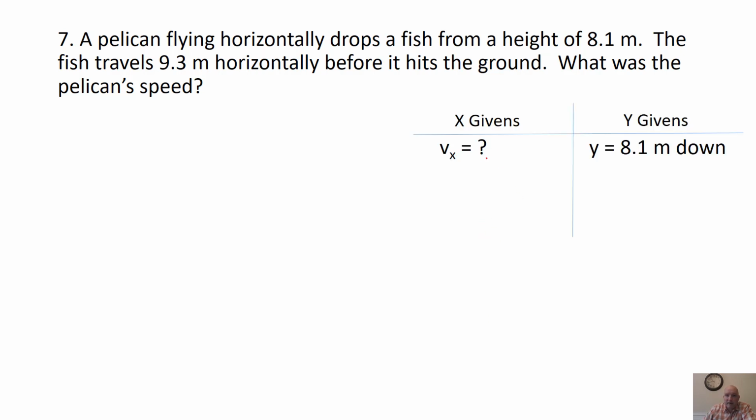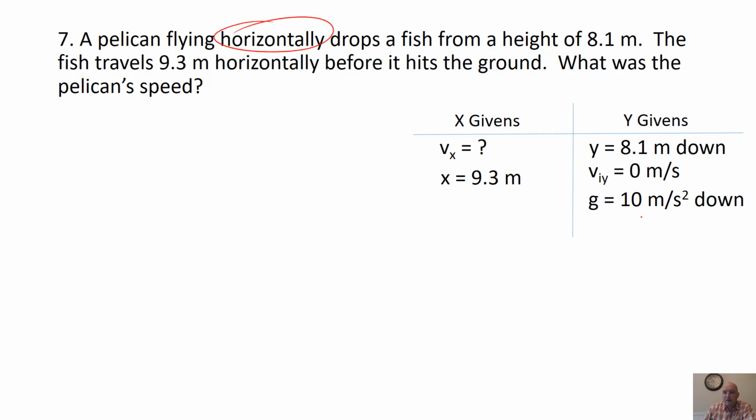So we're going to go to our givens list. We're trying to solve for that. We know this information. It's 8.1 meters high, so it's going to fall down that much. We know that it's going to land 9.3 meters from the base. We know its initial velocity is going to be 0 in the y-axis because it was flying horizontally. We know it's in free fall, so it's going to be 10 meters per second squared down as your g, and we're solving for t.